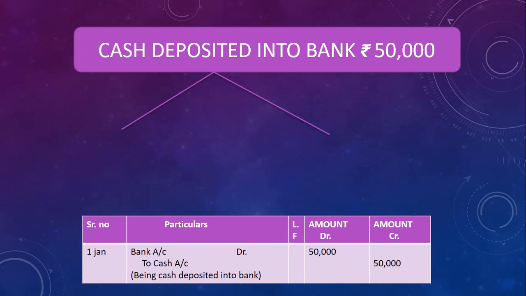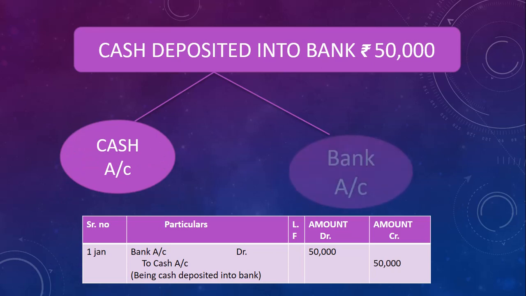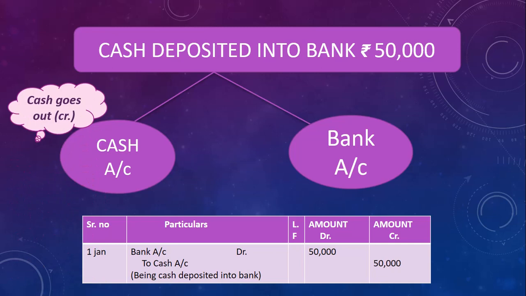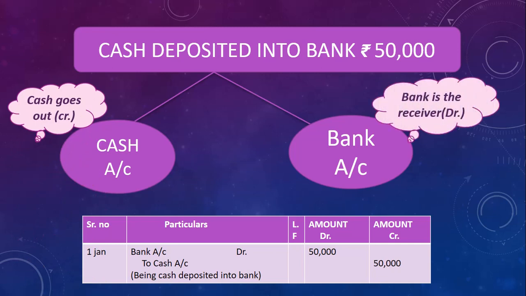Cash deposited into bank. As we have earlier discussed that every transaction affects at least two accounts. If one is debited, then other must be credited. So cash deposited into bank affects cash account, bank account, and the entry will be bank account debit to cash account because cash goes out and bank is the receiver.